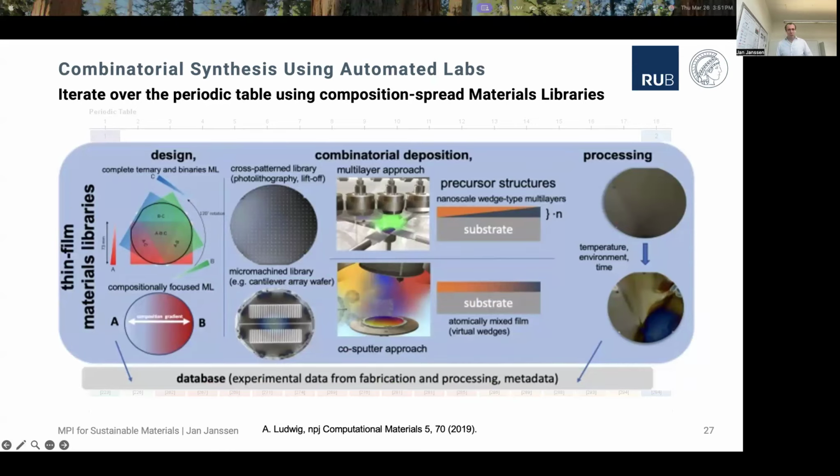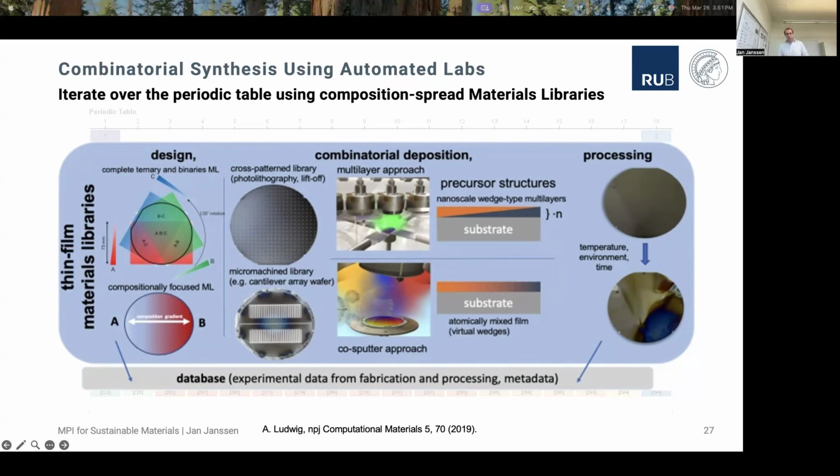I show them here. There's a typical approach that's a combinatorial decomposition, where they sputter different elements from different directions and always sputter one element at a time. The challenge with this is that you have layered thin films afterwards. So you need processing to get a homogeneous, atomically mixed gradient.